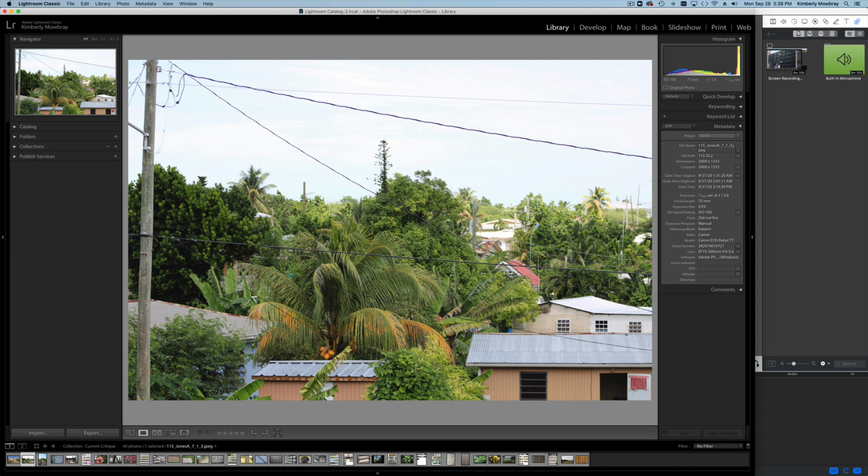You're at ISO 100, 75 millimeters, f/5.6 at 1/250th of a second. So those settings all look good and your exposure looks good on this image.